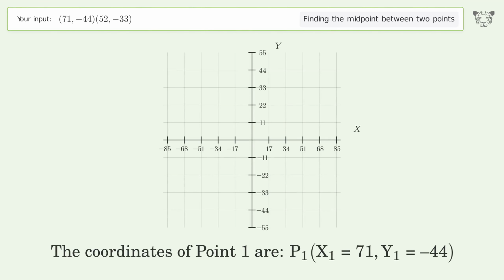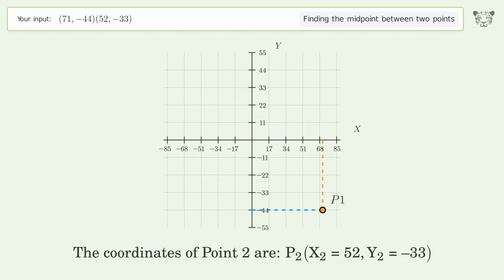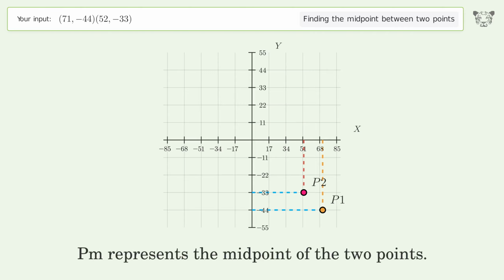The coordinates of point 1 are, x1 equals 71, y1 equals negative 44. The coordinates of point 2 are, x2 equals 52, y2 equals negative 33. PM represents the midpoint of the 2 points.